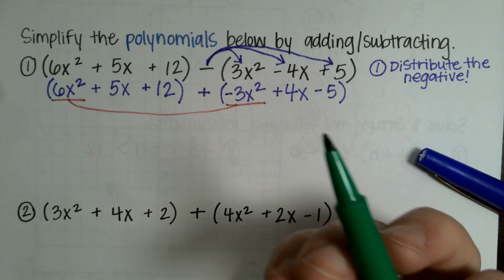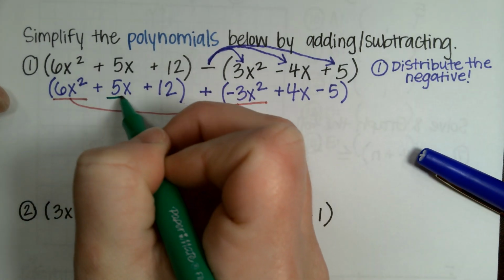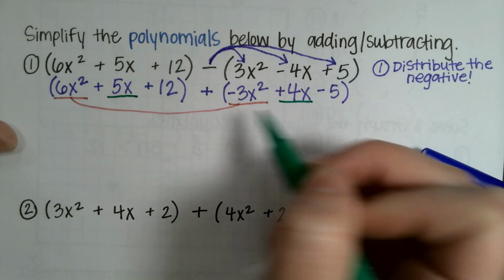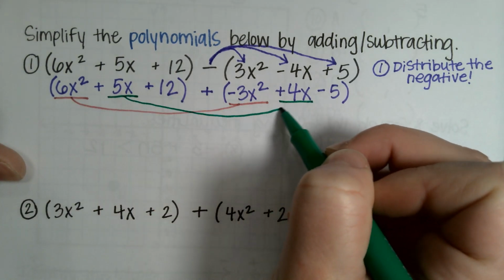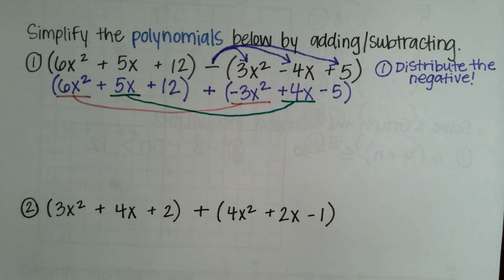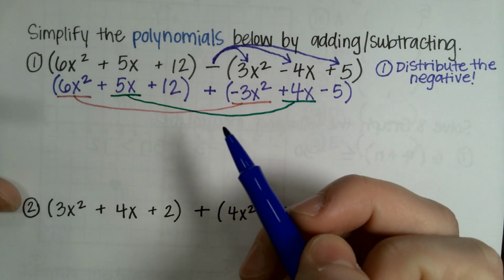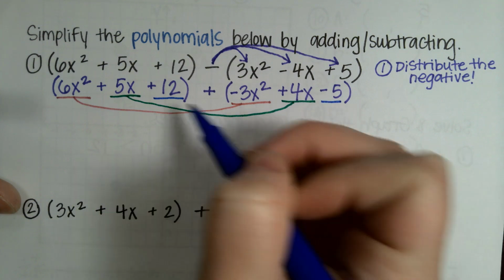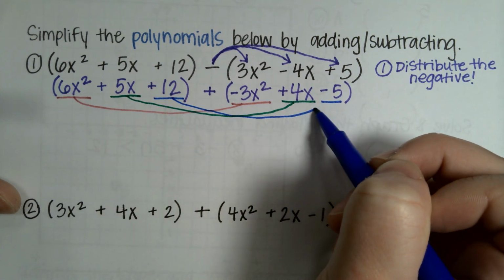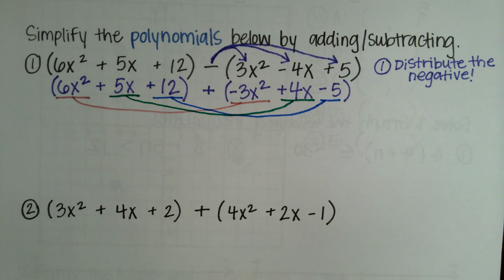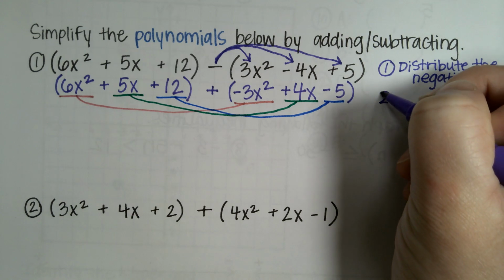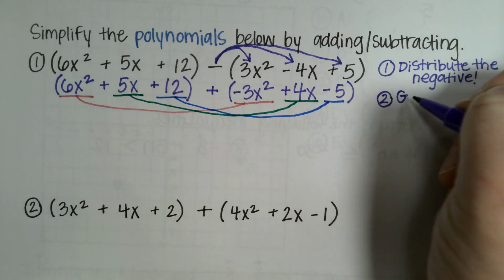What's next? Yeah, I've got a positive 5x. What's that go with? Positive 4x. Good. And last but not least, what are my last two terms? Positive 12. Uh-huh, positive 12 and? Negative 5. Negative 5. Good. Okay. So our second step, what we just did there, is we grouped our like terms.